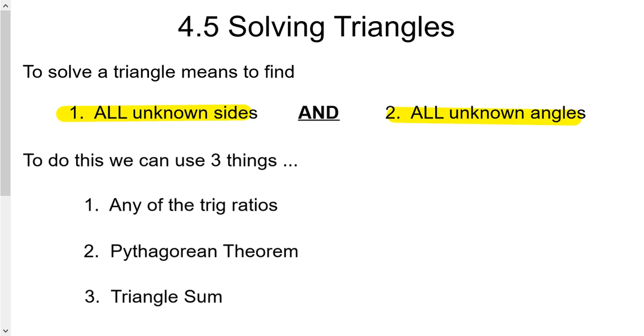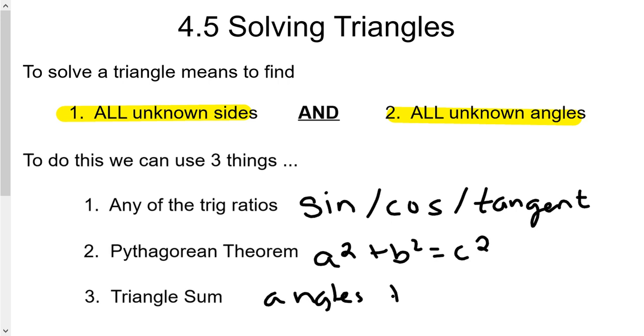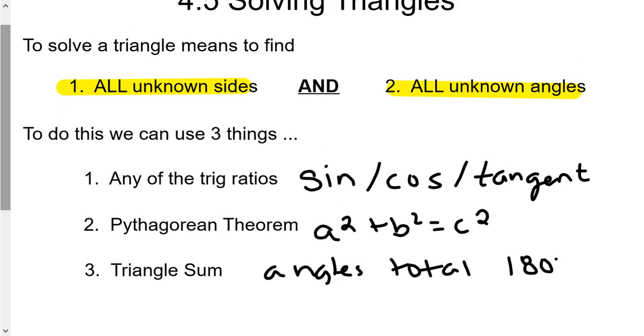We're going to use everything we know about triangles to this point, any of the trig ratios, so it might be some combination of sine and cosine and tangent, right? It might be using one, two, or all three. We can use the Pythagorean Theorem, right? As soon as we have two side lengths, we're free to use a squared plus b squared equals c squared. And if we have two of the angles, we can use that triangle sum, right? All angles total to 180 degrees. So we can use all three of these things to find everything about a specific triangle.